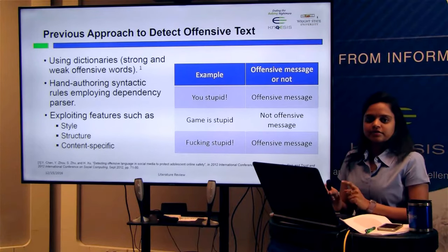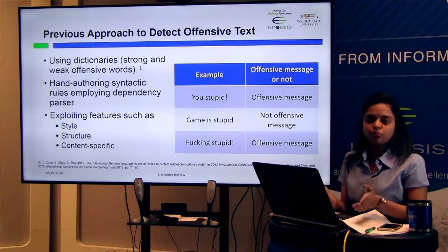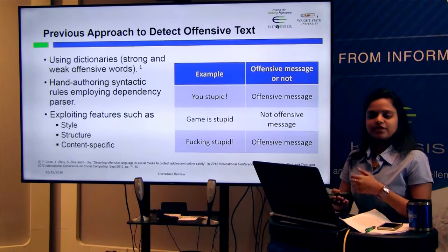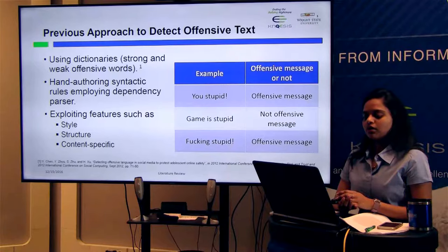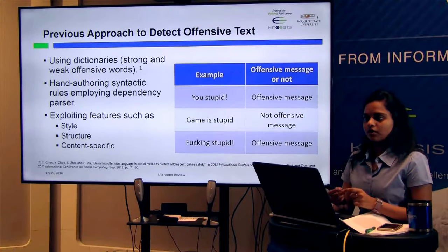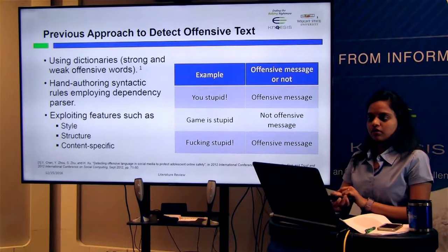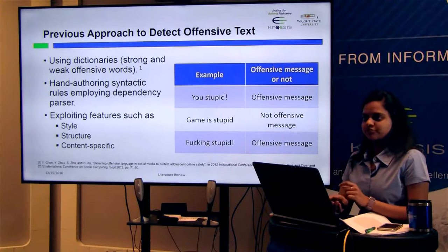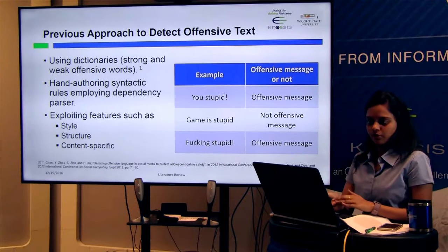And they also consider that if an offensive word is associated with another offensive word, that is more offensive than the previous one. This way, they detect all the offensive messages. Then, this association is done using Stanford dependency pattern. Then they collect all the offensive messages for a particular user to see if he's actually offensive or not.